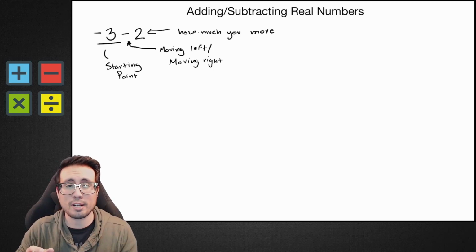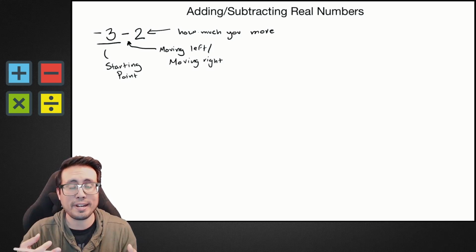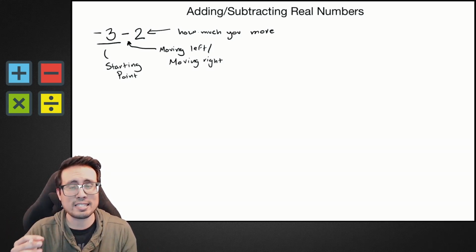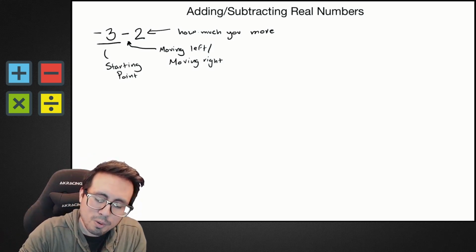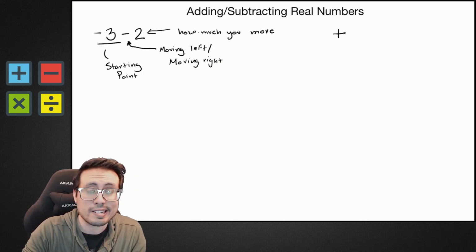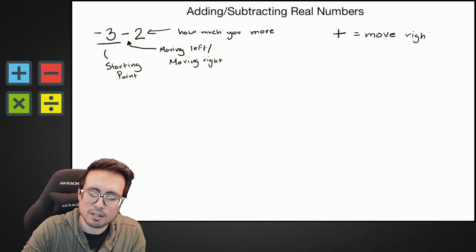The first number tells you what your starting point is. The symbol or the operation tells you whether you're going to move to the right or to the left. And the last number tells you how much you're going to move, right? So whenever you're talking about an addition problem, if the symbol that you're using is addition, then it means you are moving right on the number line. You're going to move right, okay? And if it is a subtraction or a minus, then you are going to move left.